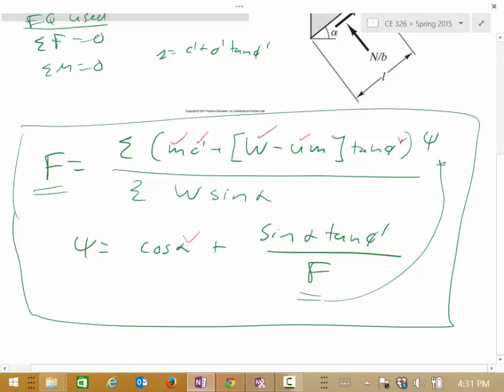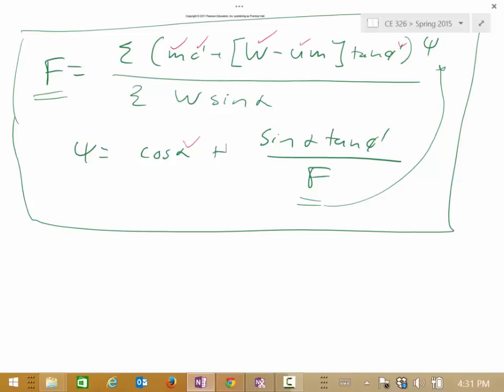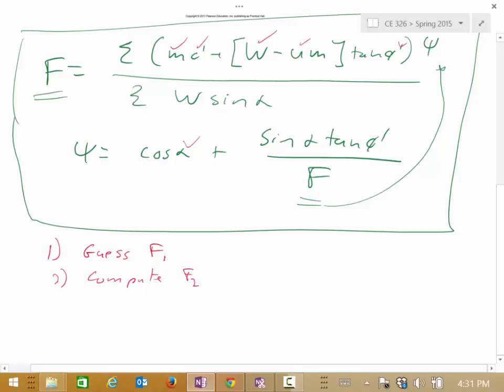So we're just going to have our spreadsheet, we're going to have our table across the top. How do we actually solve this one? Yeah, the first thing we have to do is guess. We're going to have to guess F, right? And then we're going to compute, so this is going to be F1, then we're going to compute F2, and we're going to have a delta F. I should call this guess Fn, and we're going to compute Fn plus 1, and delta F is equal to Fn plus 1 minus Fn.